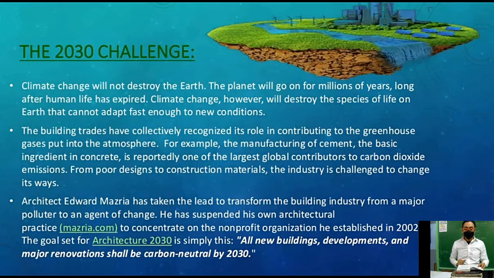The 2030 challenge: climate change will not destroy the earth. The planet will go on for millions of years long after human life has expired. Climate change, however, will destroy the species of life on earth that cannot adapt fast enough to new conditions.